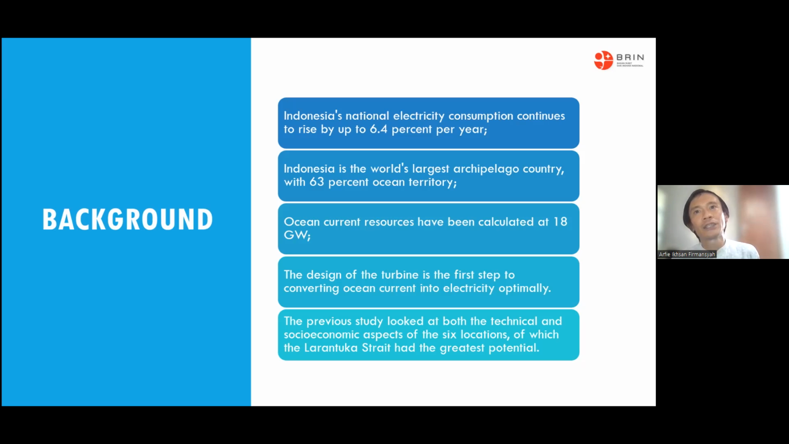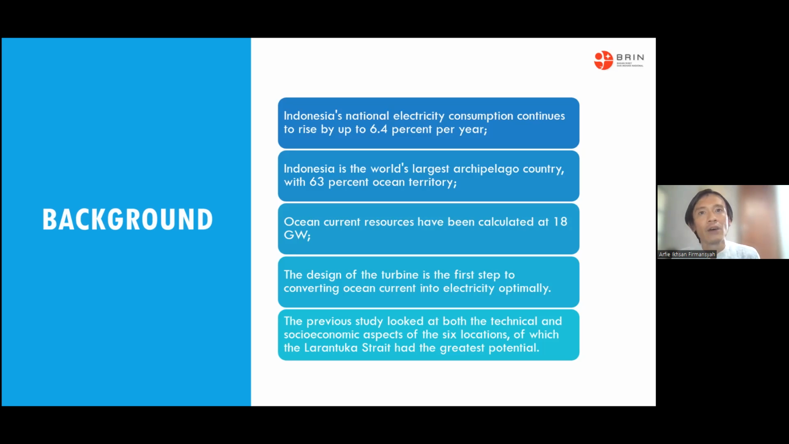Indonesia has potential for renewable energy from the ocean, because 63% of the region of Indonesia is ocean. The ocean has a lot of energy that can be converted to electricity. One of them is ocean current power generation. Based on data from the Ministry of Energy and Mineral Resources, 18 gigawatts of electricity can be produced from the conversion of ocean energy reserves.